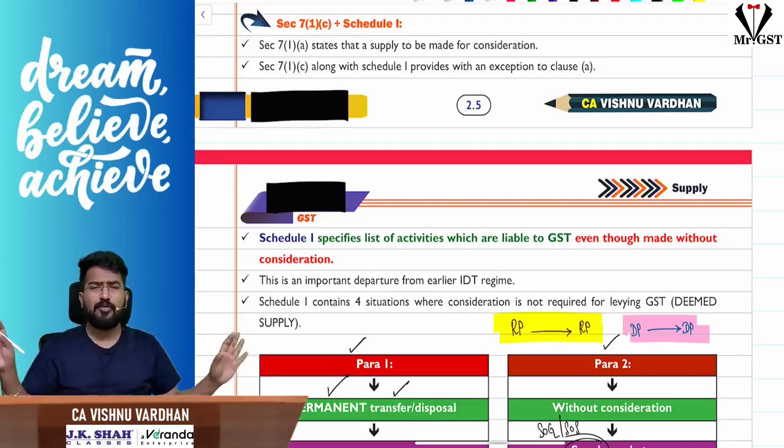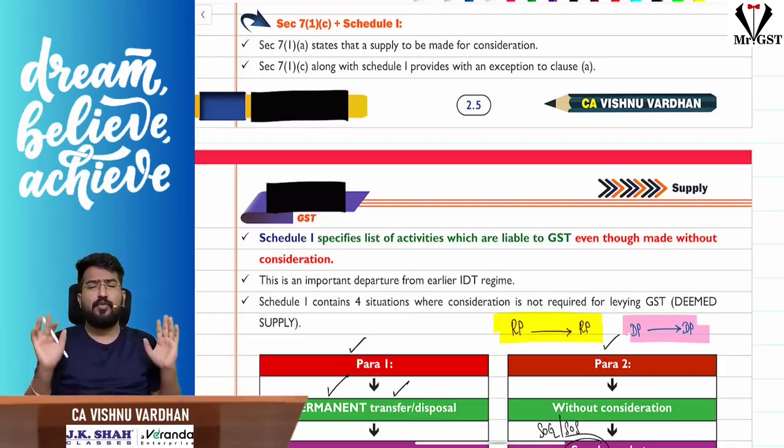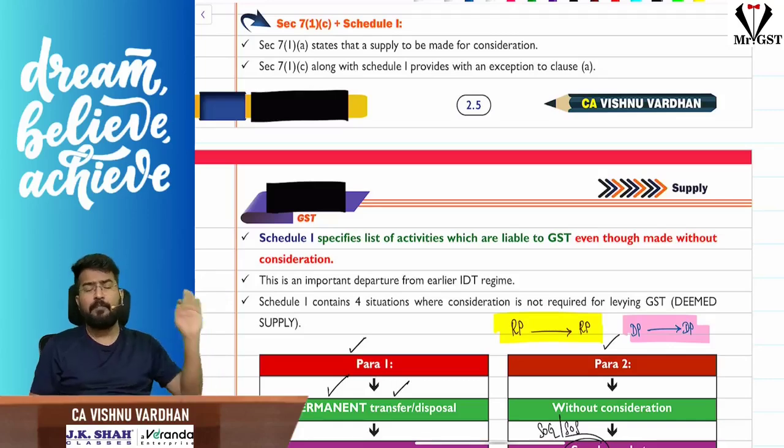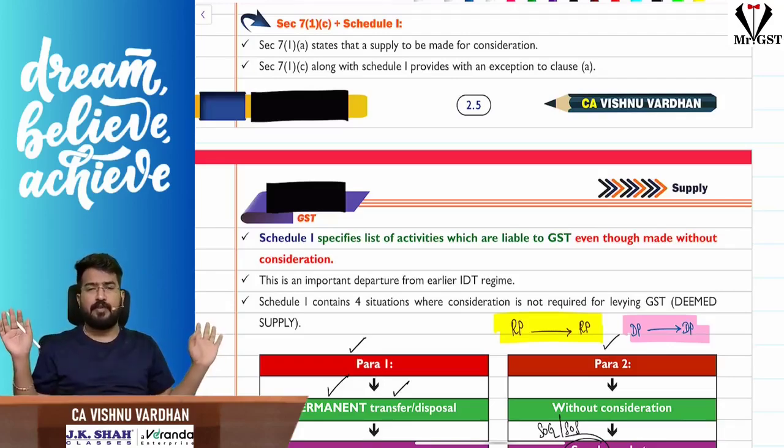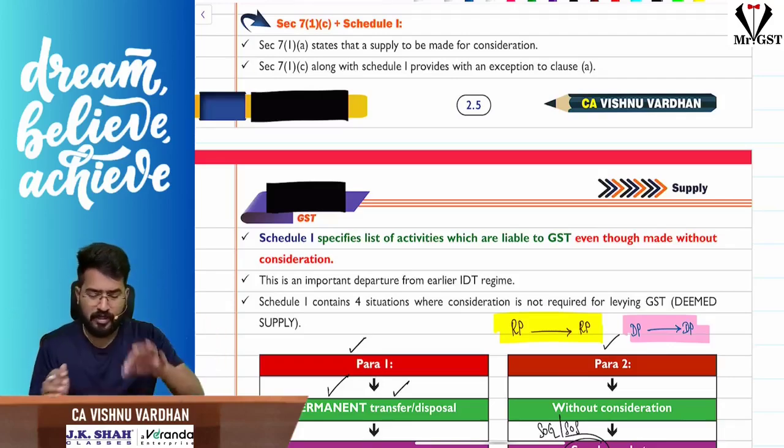No sir, I am not able to fit it anywhere in these 4 situations, then it is not a supply. So I repeat, if there is no consideration in a transaction, straight away go to schedule 1. In schedule 1, if you are able to fit it, then it is supply. If you are not able to fit that in schedule 1, it is not a supply. Okay, so what are the 4 activities sir?